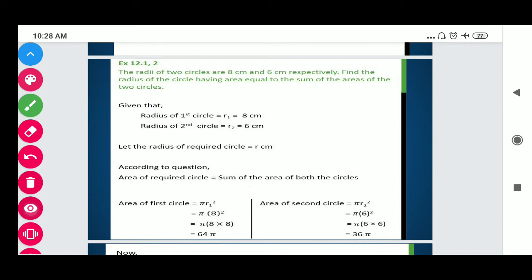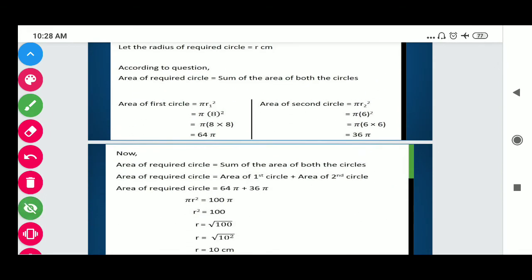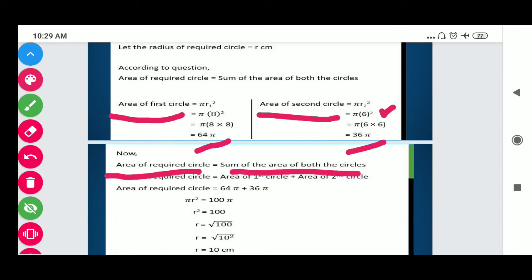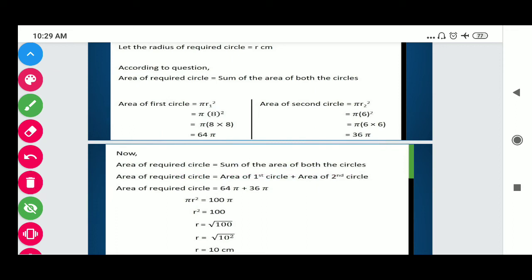So students, by using the formula, we will calculate the area of the first circle, pi r1 square, and the area of the second circle is pi r2 square. So r1 is 8, its square is 64. So we get 64 pi. In the same way, we get 36 pi as the area of the second circle. Now, the area of the required circle is equal to the sum of the areas of both the circles. So here we have 64 pi and 36 pi as the areas of the two circles. By adding these, we get 100 pi. Pi and pi will cancel out. In this way, we get r is equal to 10 centimeter.